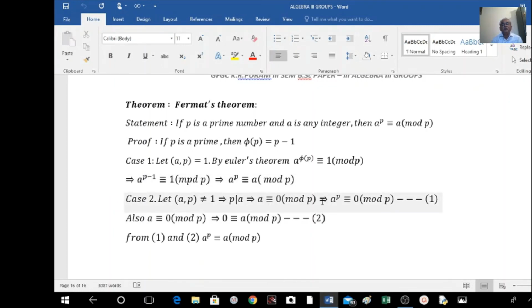On the left hand side, raising the power, we get a to the power p. On the right hand side 0 is there, therefore this remains as it is. A raised to p is congruent to 0 mod p. I will take this as 1. And also here we have p divides a, that means p divides a minus 0, so we can write a is congruent to 0 mod p.